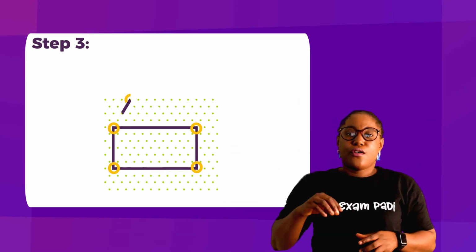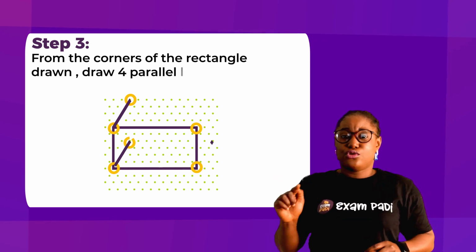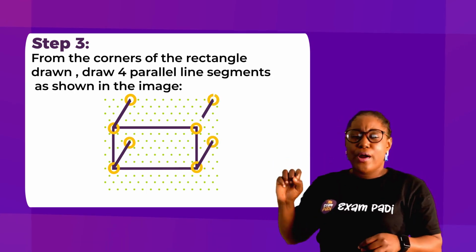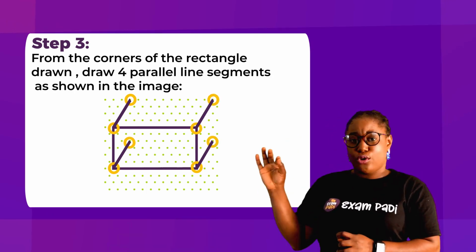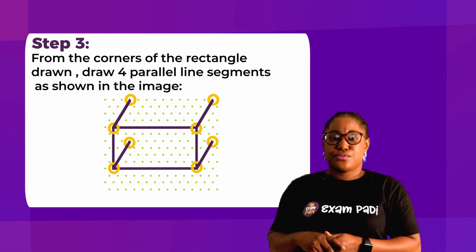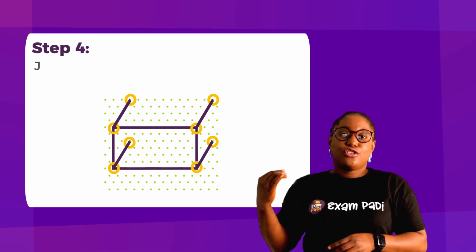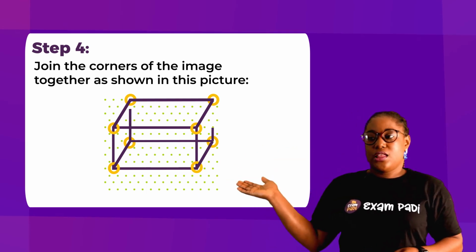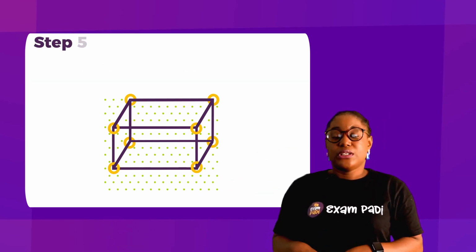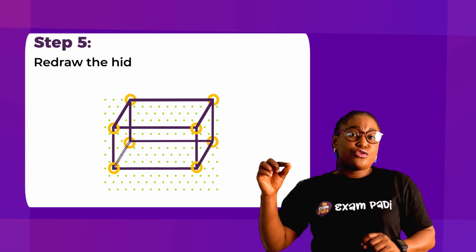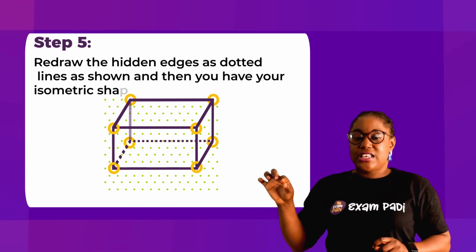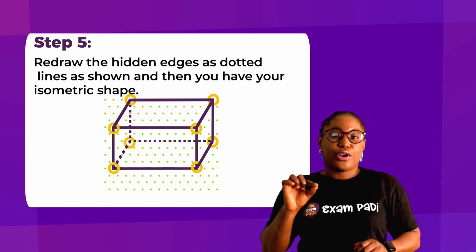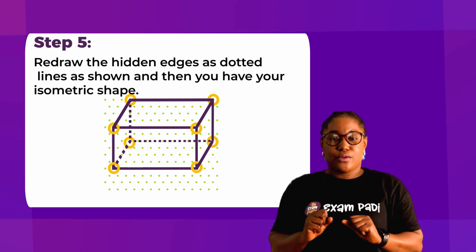Step 3, from the corners of the rectangle drawn, draw 4 parallel line segments as shown in the image. Step 4, join the corners of the image together as shown in this picture. Step 5, redraw the hidden edges as dotted lines as shown. Then you have your isometric shape.